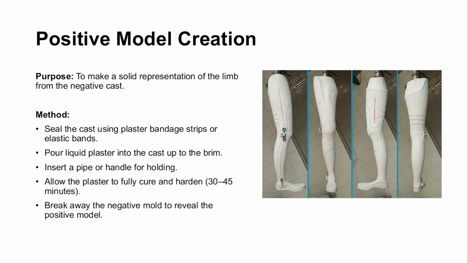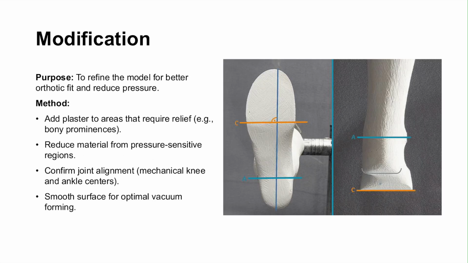Okay, and then we have modification. Next comes one of the most skilled steps, modifying the model. It is a very confusing part, and the orthotist will carve or build up areas to redistribute pressure, correct alignment, or accommodate deformities. Key areas include the patella, tibial crest, and thigh medial and lateral contours. Marking the mechanical joint center is crucial for joint placement.